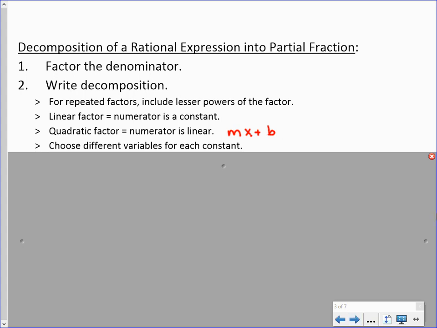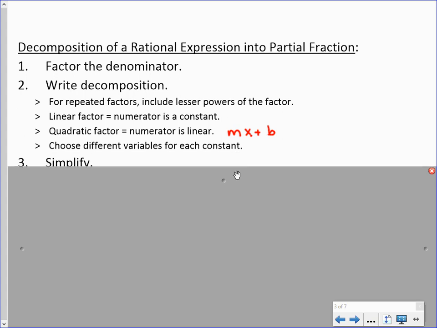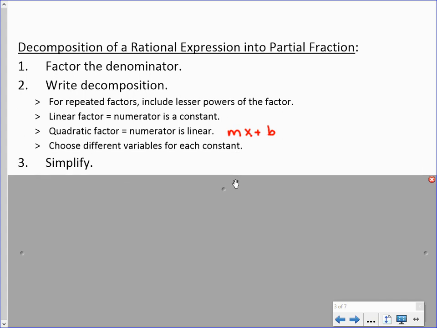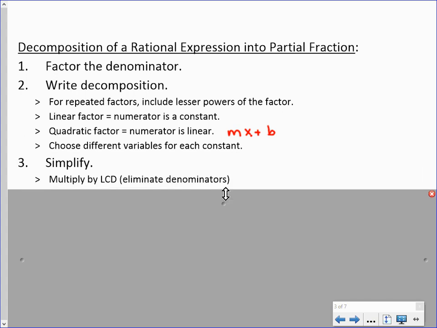Okay. Now what we're going to concentrate on today are steps 3 through 4. So step 3 is going to be simplify. And how we're going to simplify today is a method that you used for solving rational equations back in Algebra 2, and that's called the LCD method. So what we're going to do is look at what's the least common denominator. It's basically the denominator you started with.